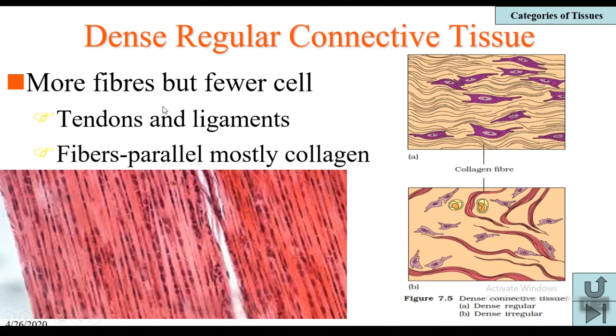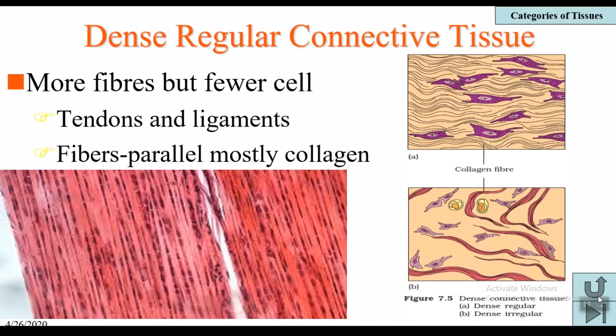You already learned that a bone to bone is connected by a ligament, and a bone to muscle is connected by tendon. Tendon connects a bone to muscle. Ligament connects bone to bone. These are the structures which are made up of dense regular connective tissue. And these fibers are arranged parallelly. Mostly the fibers are collagen fibers in dense connective tissue.